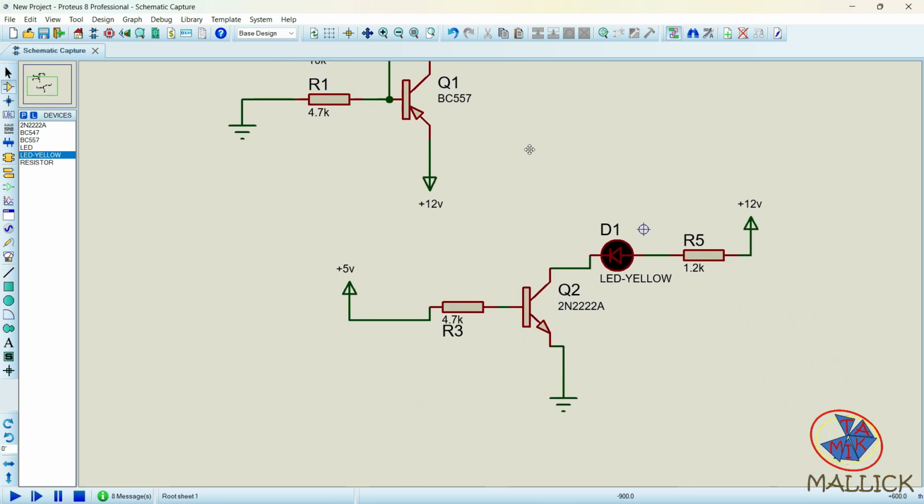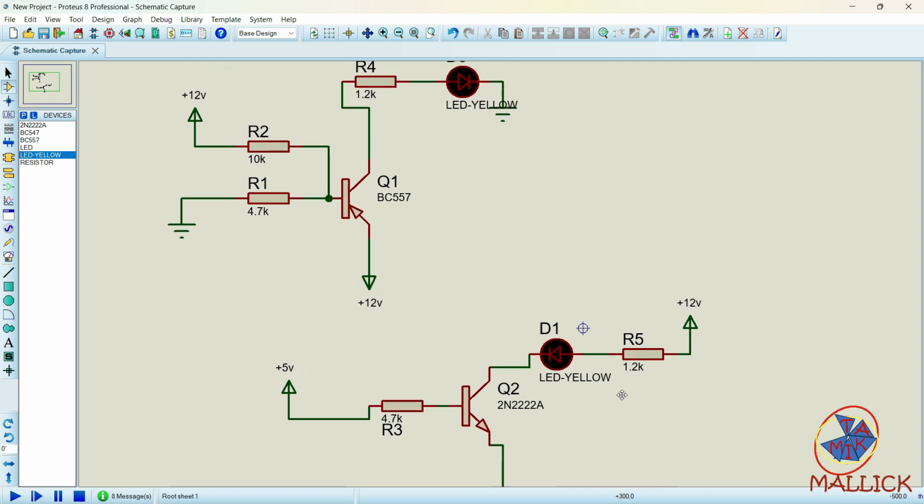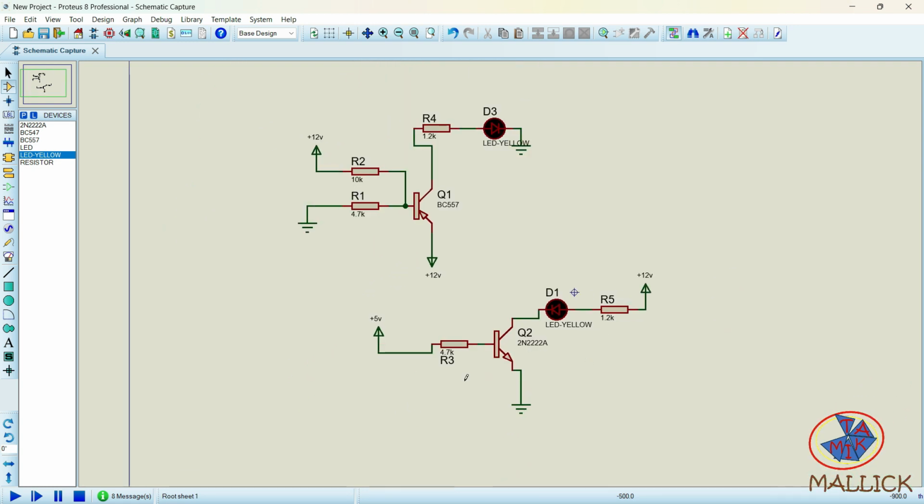And for the NPN transistor, we are giving positive volt in the base and the emitter is input, and we are getting output from the collector. And here I have used an LED. So let's play it. You see both LEDs are glowing, both transistors are working well.